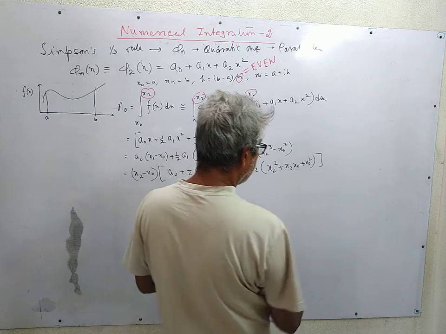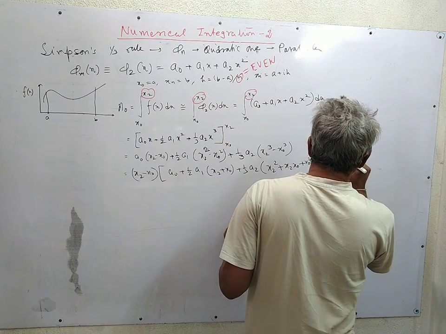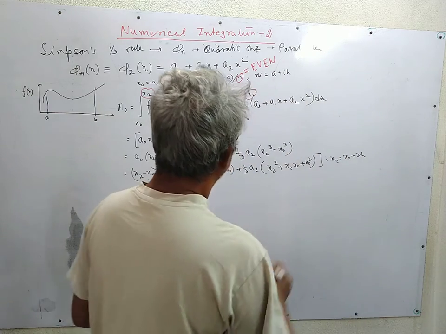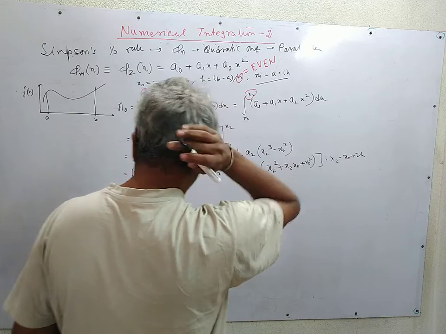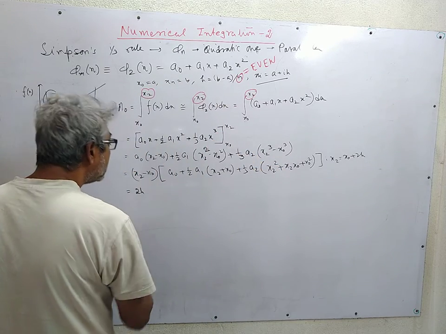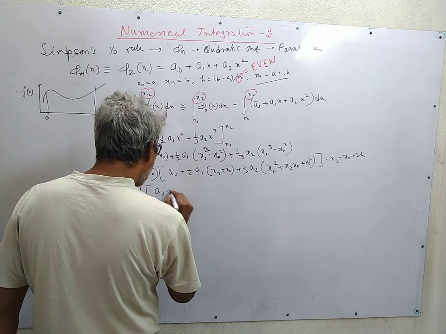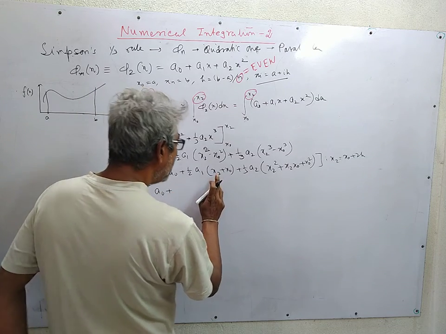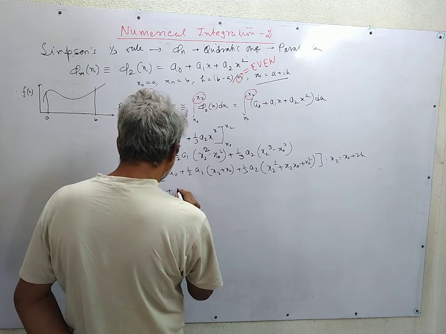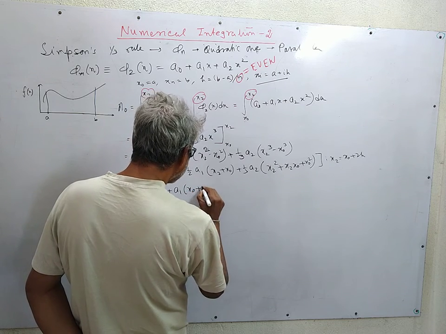Now you see that x2 is equal to x0 plus 2h, as for this formula. So this is 2h, and for this part we have a0 plus a1 times (x0 plus twice h, half is adjusted), so this is a1 (x0 plus h).